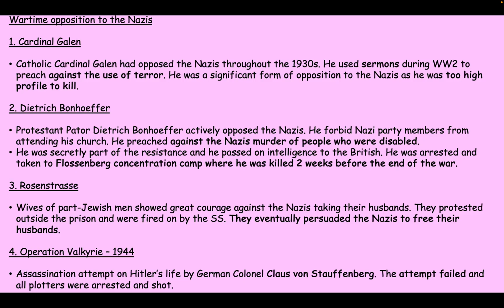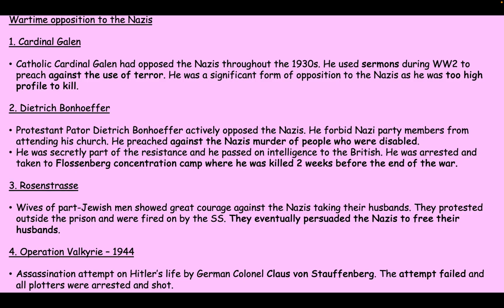The last one is Operation Valkyrie. Now, Operation Valkyrie is an assassination attempt on Hitler in 1944, led by the German colonel Klaus von Stauffenberg. Klaus von Stauffenberg puts a briefcase underneath a table where he's planned to meet Hitler, and he hopes that the explosion from the briefcase will kill Hitler.